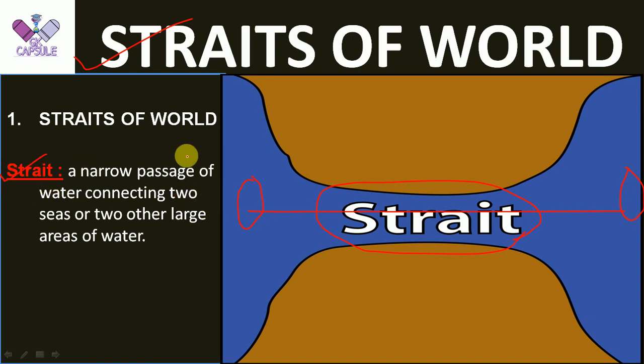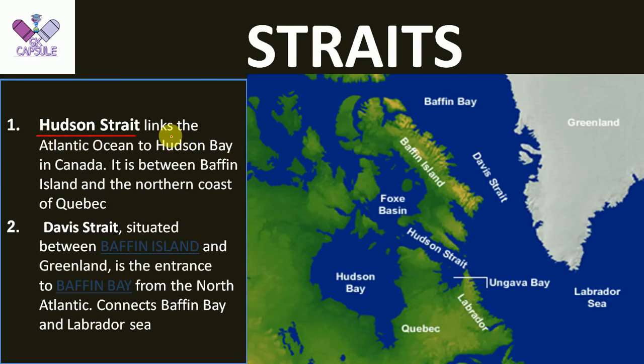Now let's move further and locate various straits of the world. So the first strait is the Hudson Strait. So Hudson Strait is here in Northern America in the Canada region. So this is the location of Hudson Strait, and it is connecting Hudson Bay with the Labrador Sea. It is also between the Baffin Island and the northern area of Quebec. Okay, so this is the Hudson Strait.